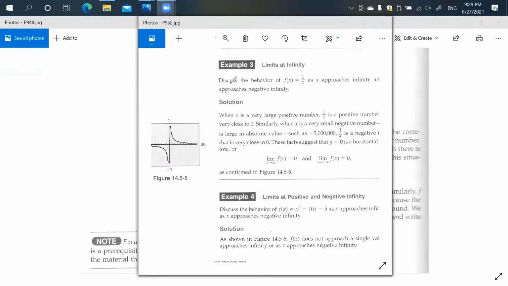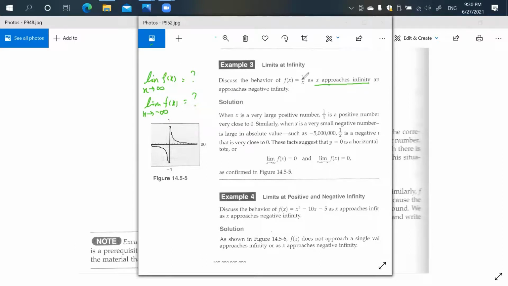Next example, you see this one. Describe the behavior of f of x equal to 1 over x as it approaches infinity and as it approaches negative infinity. That means they want us to find the limit of f of x when x approaches infinity and negative infinity.